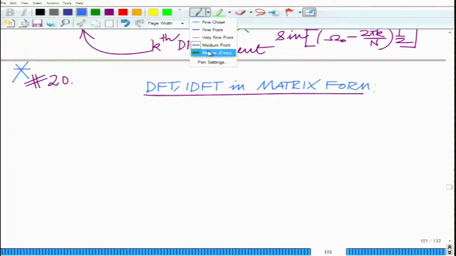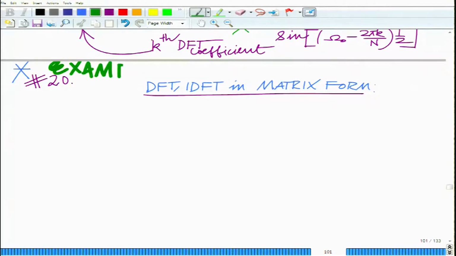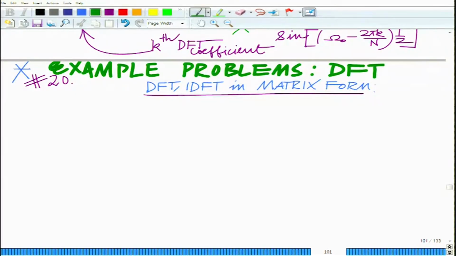Welcome to another module in this massive open online course. So, we are looking at example problems in the discrete Fourier transform and inverse discrete Fourier transform, alright. So, we are looking at example problems for the discrete Fourier transform.